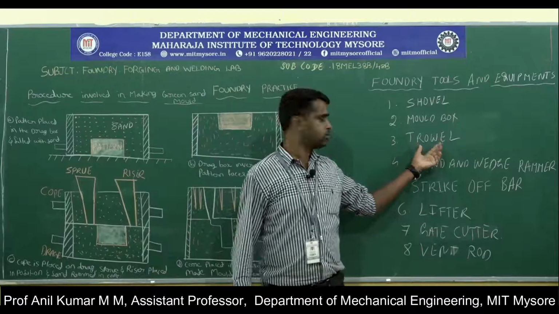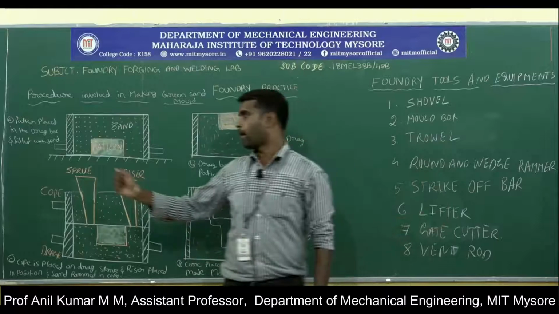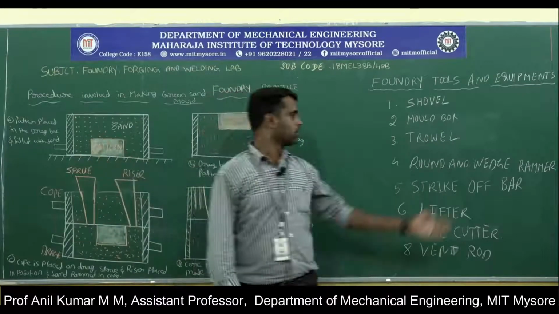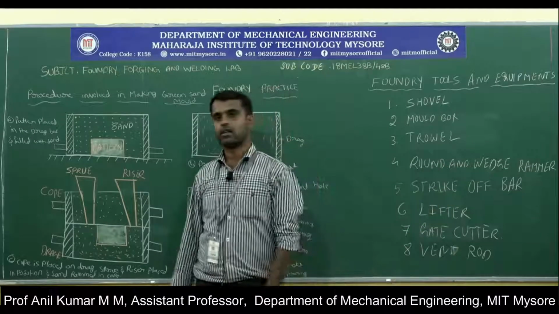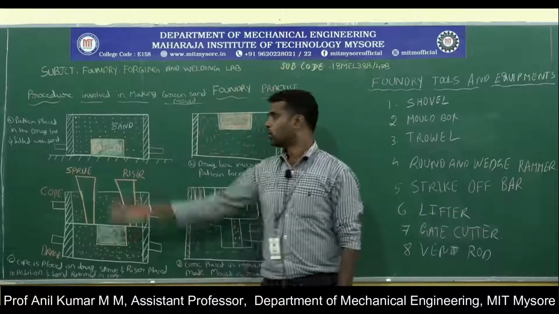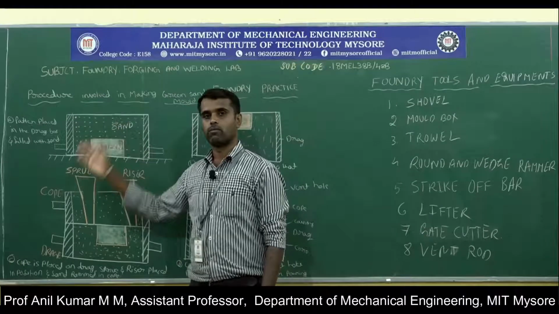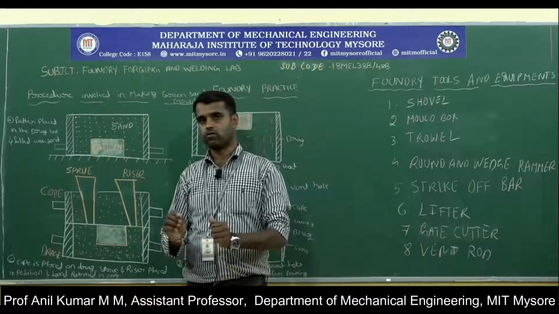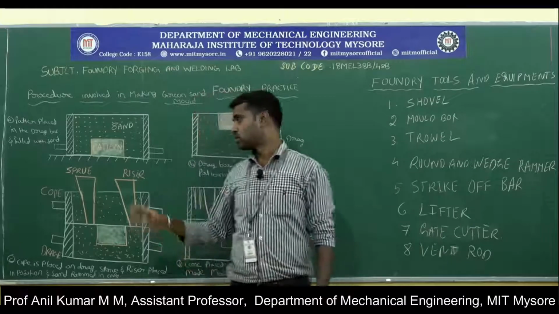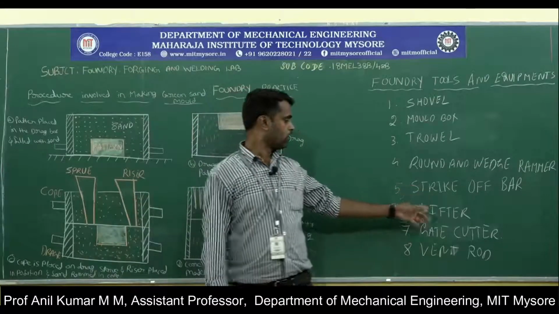And then a rammer, it is for packing the sand inside the mold box. There are two types of rammer, round and wedge rammer. The strike-off bar is made of metal or wood, and it is used to remove the excess sand from the mold. The lifter is a finishing tool used for removing the loose sand present inside the mold.